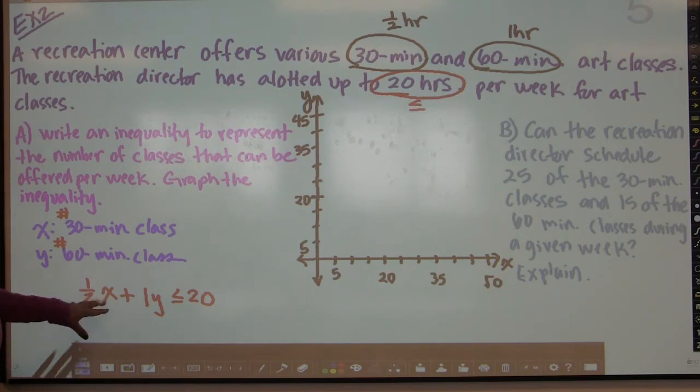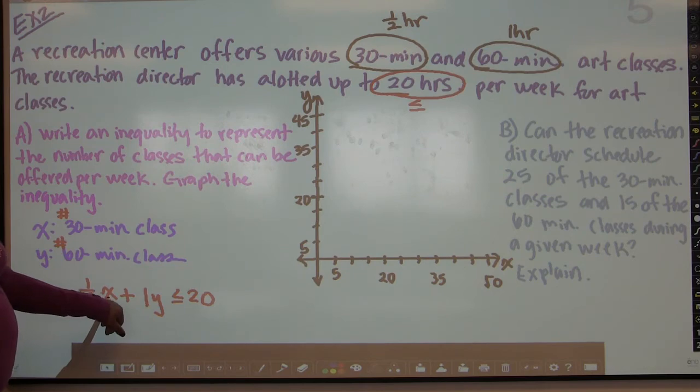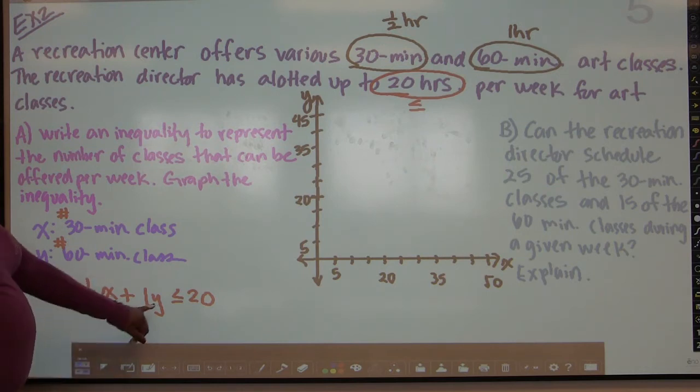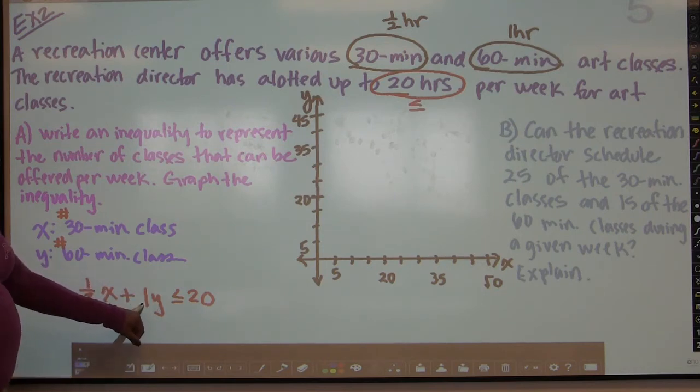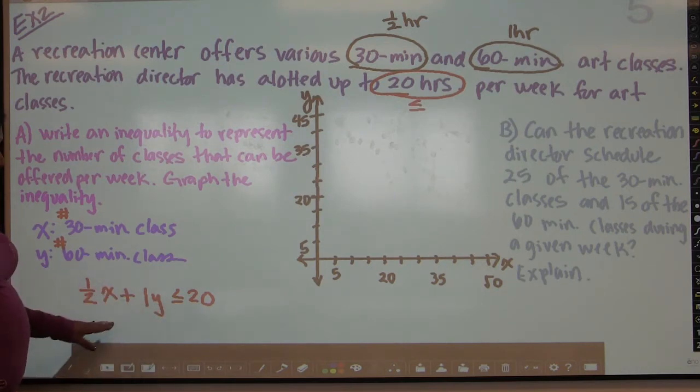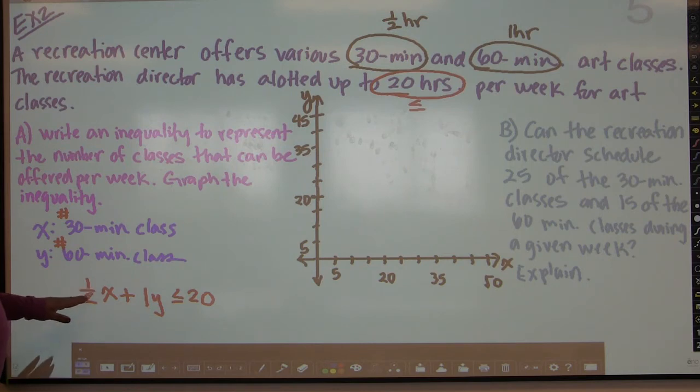classes. So if I have 6 classes that are 30 minutes long, that's going to be 6 times a half hour, which is going to be 3 hours worth of time. If I have 12 one-hour classes, then that's going to be 12 times 1 hour, which is 12 hours of my time. So combined, that would be 15 hours of time, which would fall within the less than or equal to 20. So that's kind of where our equation is coming from.